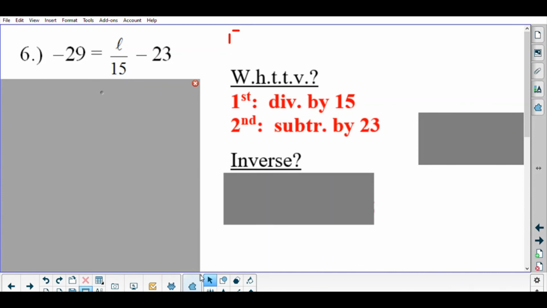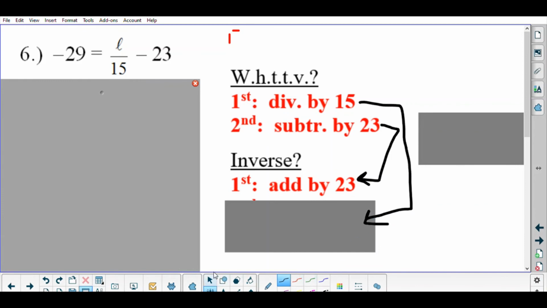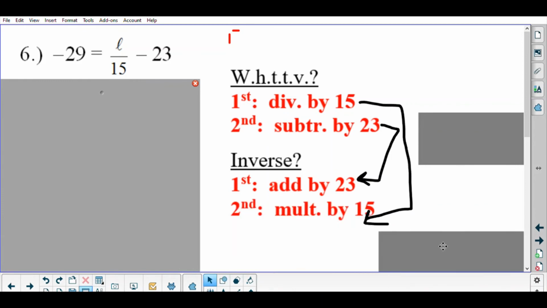What's the first inverse? The first inverse is the inverse of the second thing happening to the variable, because you flip-flop the order, as I've been telling you guys over and over again. Because inverse means do the opposite. So that's why the order gets flip-flopped. And then the second inverse will be the inverse of dividing by 15, which is multiplying by 15. Okay, let's do the first inverse on both sides, and that is to add by 23.